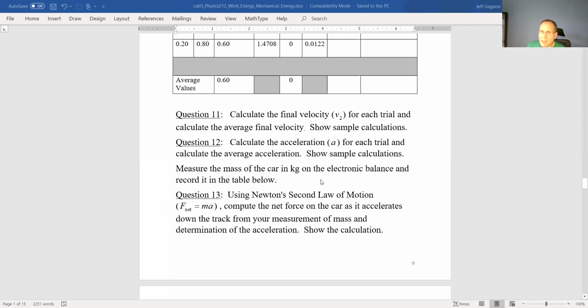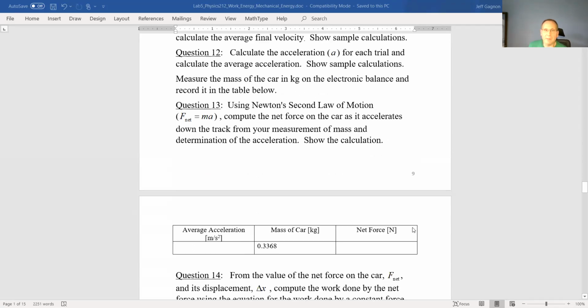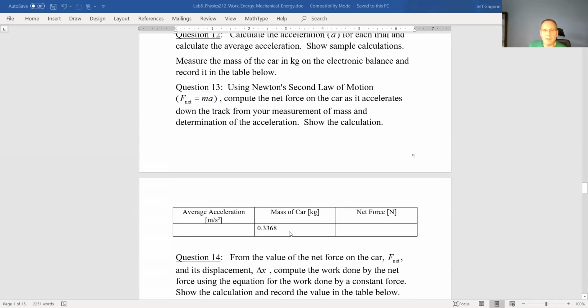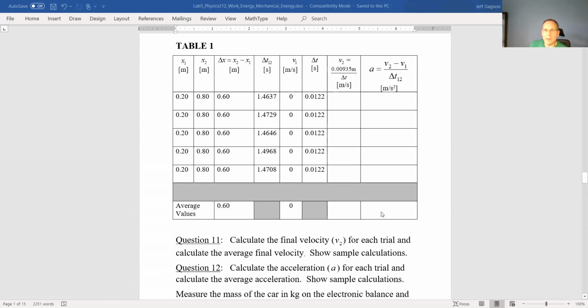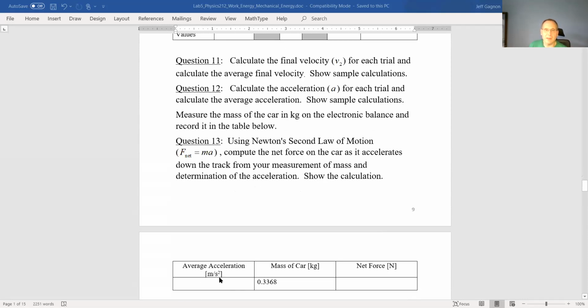Okay, you need the mass of the car. I have that in the table here. This is in kilograms, right? Everything is in SI units today. The acceleration is what you just computed, this average. That's the same value that goes here, average acceleration.